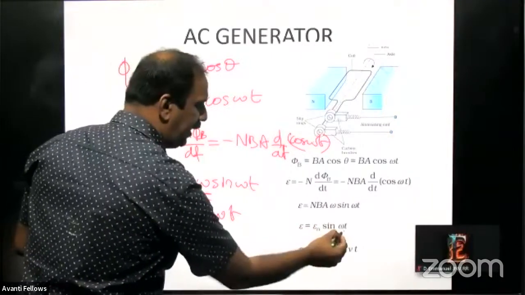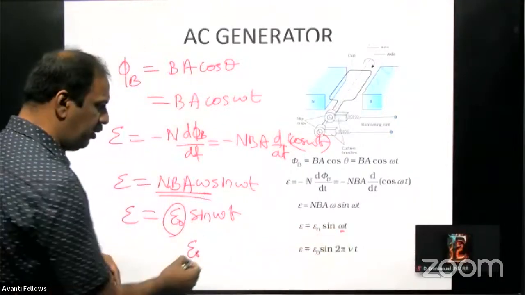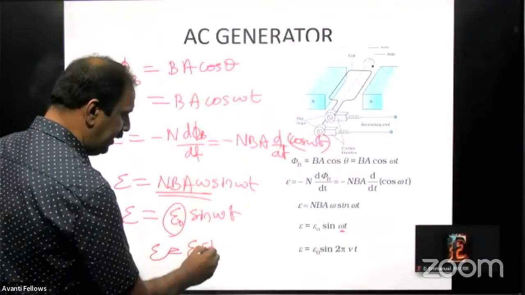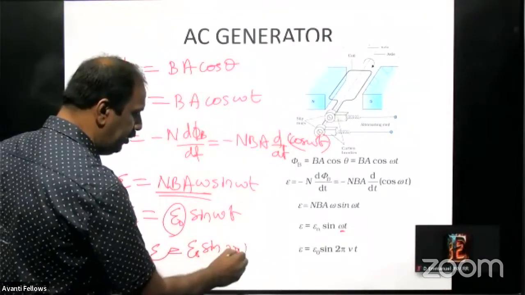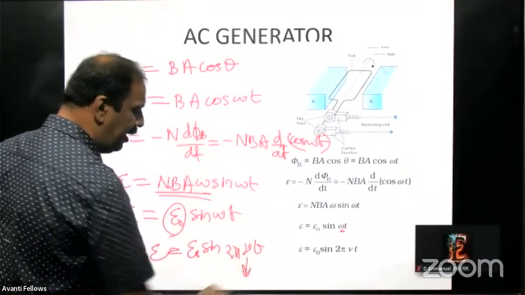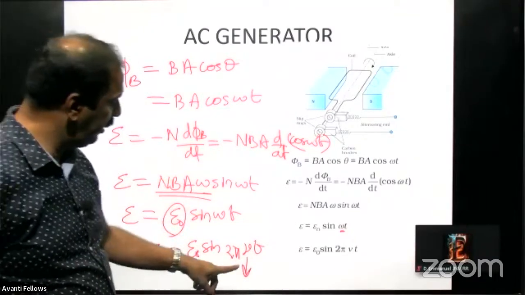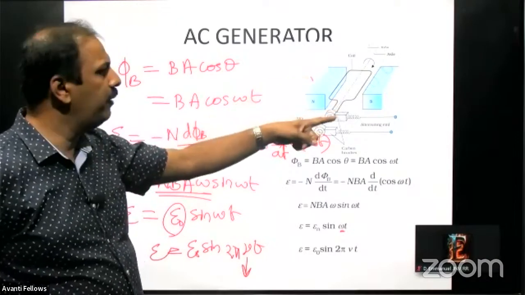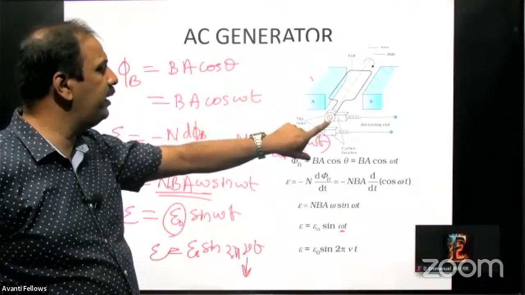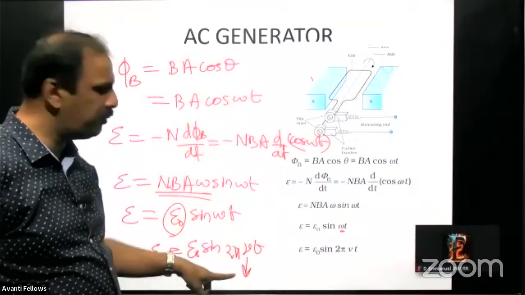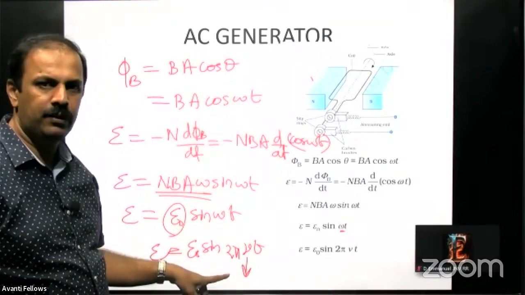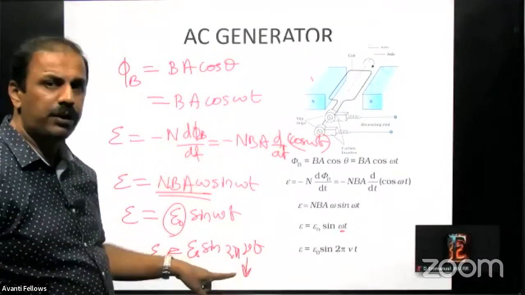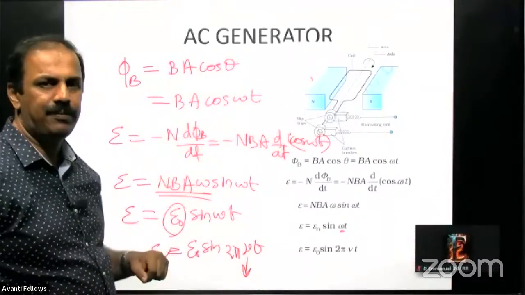This omega you can write in terms of frequency also. So E will be equal to E0 sin 2 pi nu t, where nu is the frequency. So the frequency of this AC will be the same as the frequency of the rotation. When this generator is rotating, that rotation frequency and this frequency will be the same. I think that's clear.